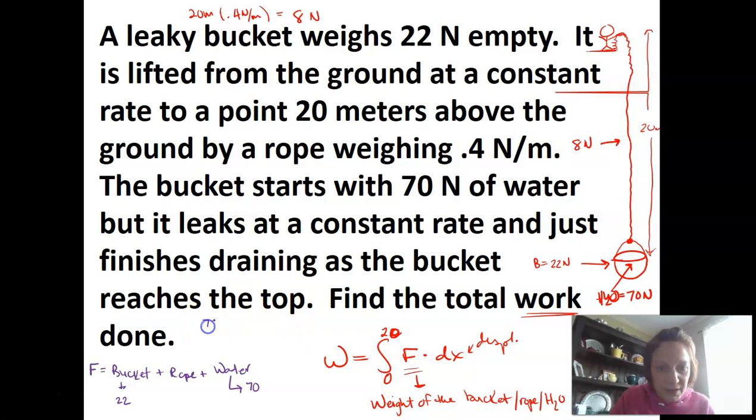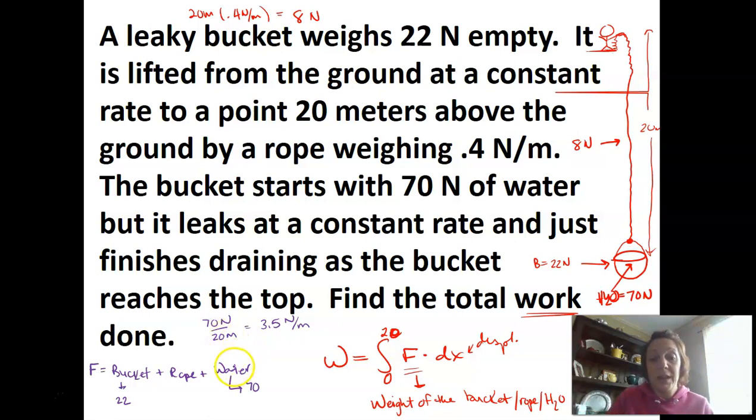To lose 70 newtons of water over 20 meters, that's 3.5 newtons for every meter that I pull the bucket up. So after 1 meter, I'm down to 66.5 newtons. After 2 meters, I'm down to 63 newtons, and so on and so on, until at the top, at 20 meters, I no longer have any water in my bucket.